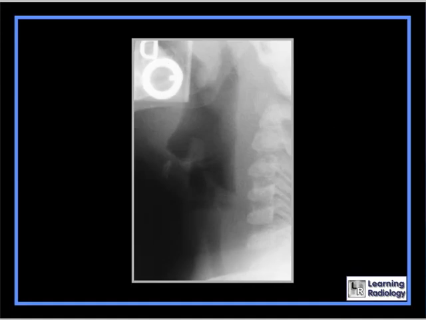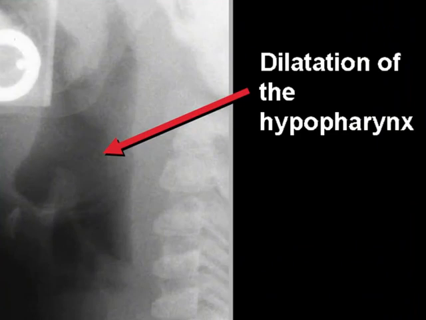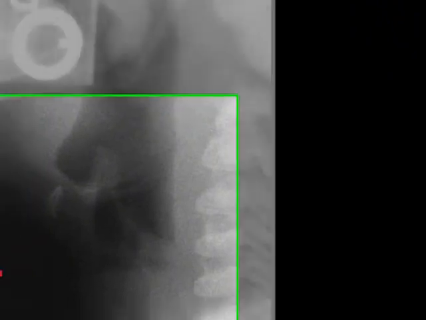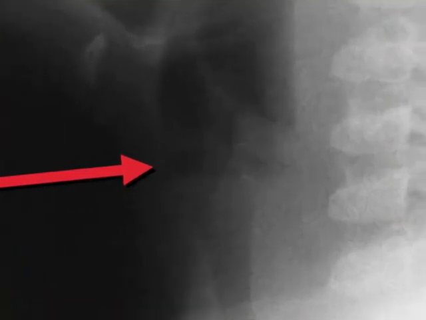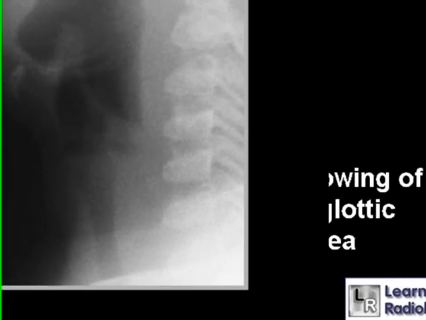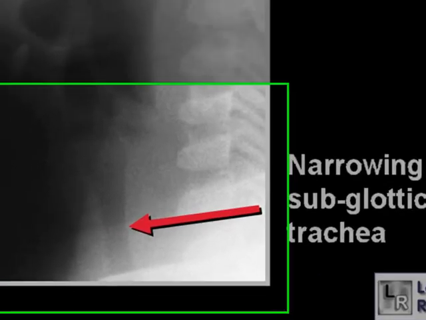So this is an example of croup. We can see that there is dilatation of the hypopharynx. There is also distension of the laryngeal ventricle. And there is narrowing of the subglottic trachea.